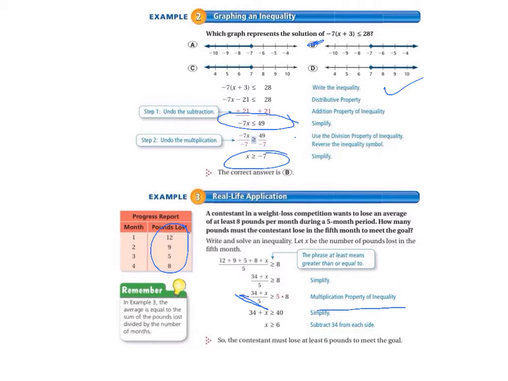And then we need to subtract 34 from each side. So then we end up with x is greater than or equal to 6. So the contestant must lose at least 6 pounds to meet the goal.